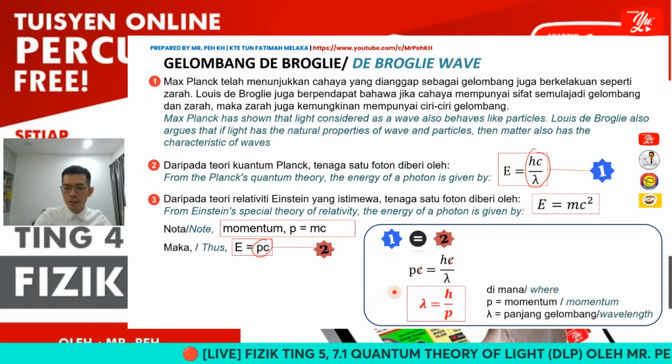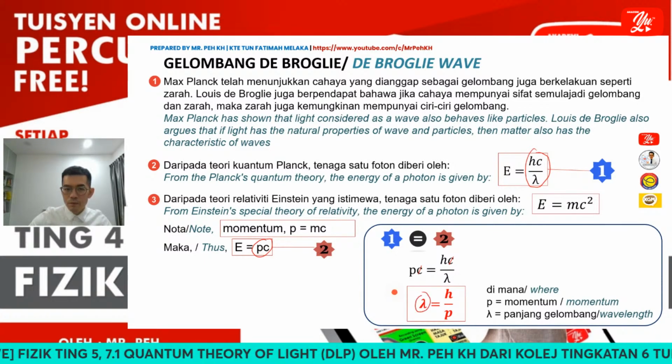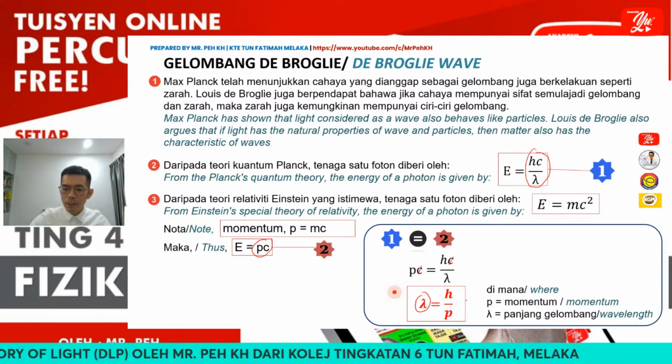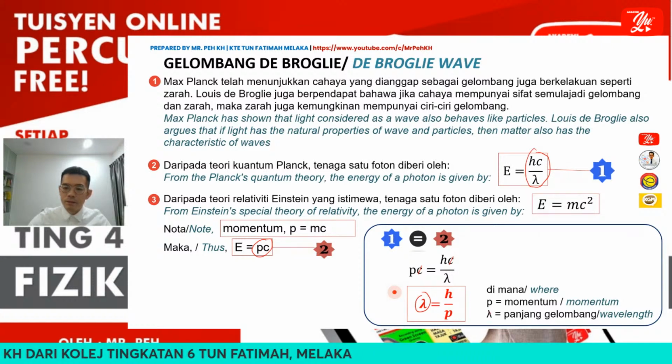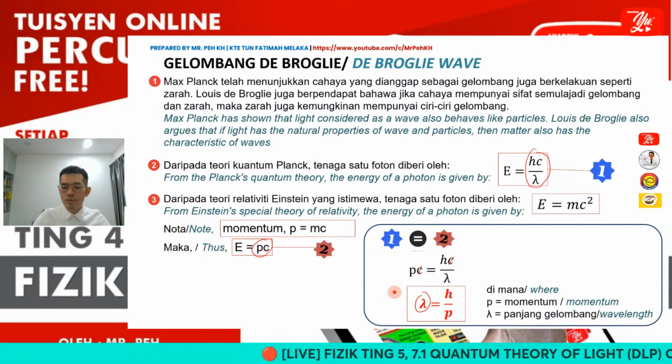So you can get the equation: wavelength equals h over p, where p is the momentum of the particle, and lambda is the wavelength. So this is called the de Broglie wave equation.